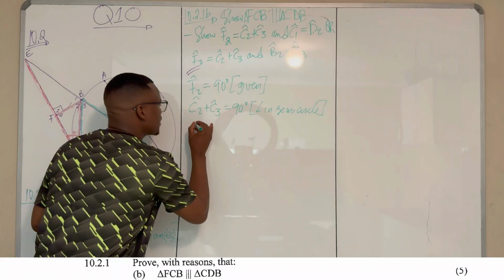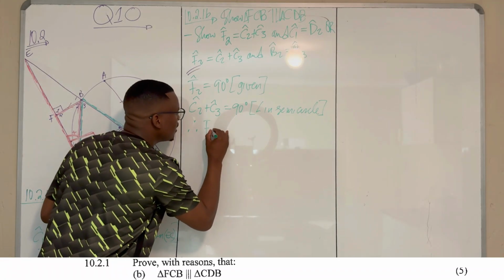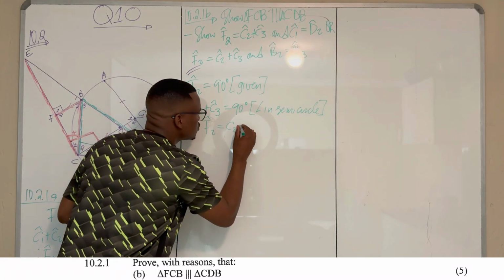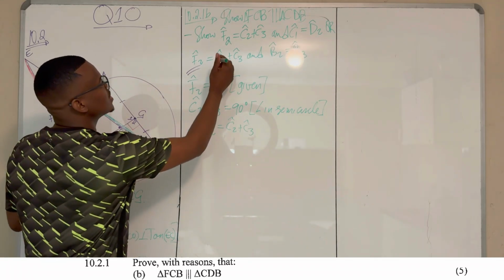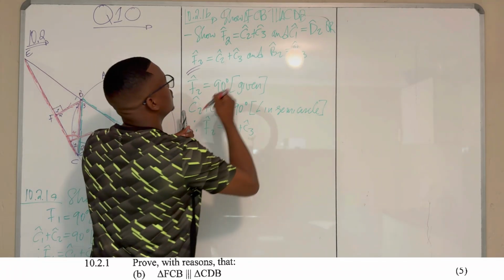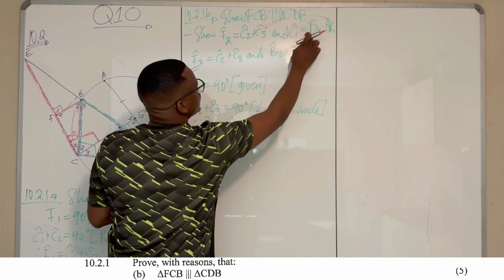So in that case, we can say therefore our angle F2 is equal to angle C2 plus angle C3. We've shown this part over here. Now we have to show that part as well.